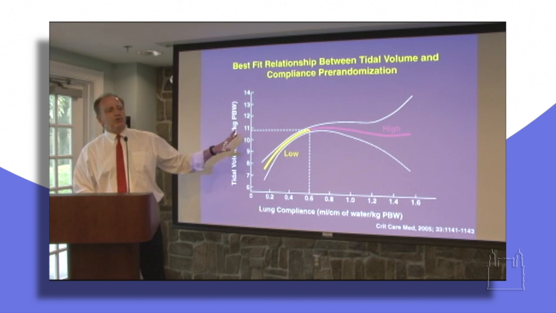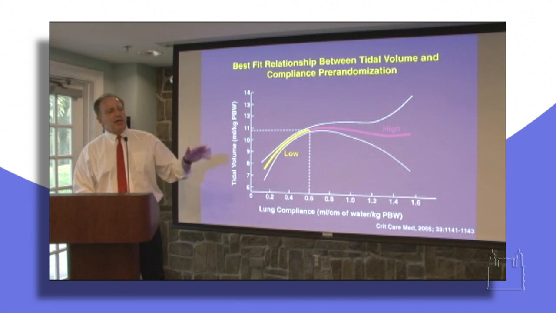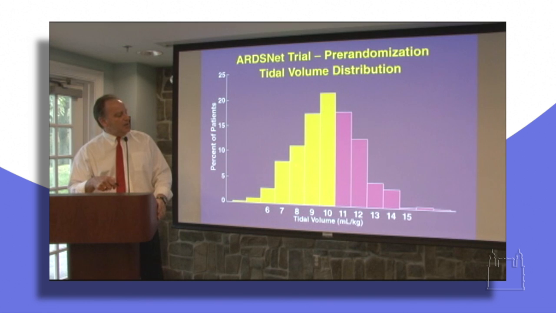But first, let me show you the same data, the low arm and the high arm, using a normal Gaussian curve to see how many patients are in the low arm and how many are in the high arm, using the same color distribution. And that's what you see on screen here. You see that most of the patients in this trial had low tidal volumes and non-compliant lungs, and only about a third had high tidal volumes and highly compliant lungs.